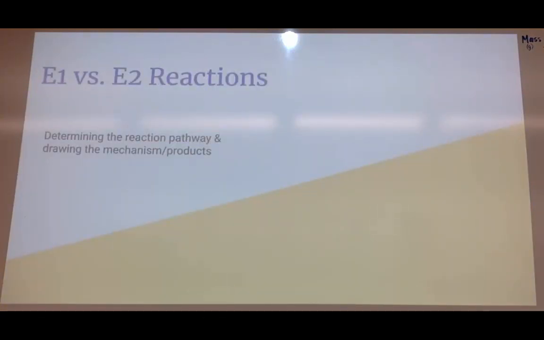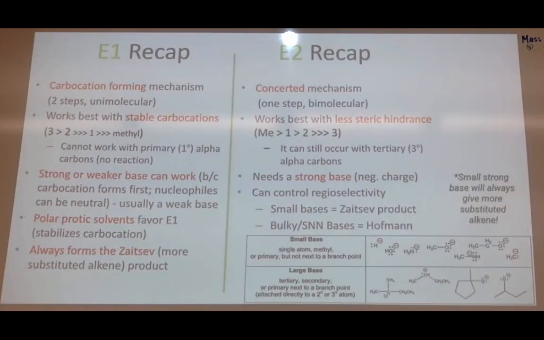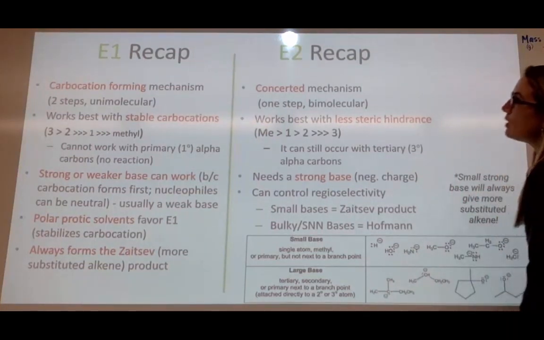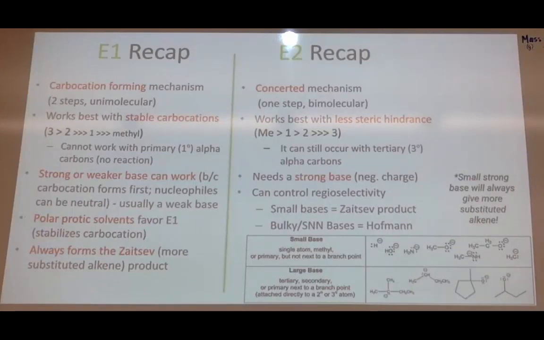So when it comes to looking at E1 versus E2, here are recap slides with all the information on E1, all the information on E2, kind of like we did for SN1 and SN2. So with the E1, come over here for the recap of the E1 reactions. E1 happens in two steps. The one means that it's a unimolecular rate determining step, which means you have to have multiple steps for that alkene to be produced. So a carbocation is formed. Because a carbocation is formed, we have to pay attention to the stability of the carbocation.